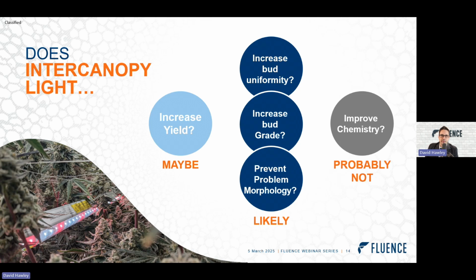Will it improve your canopy? Will it improve your chemistry? Probably not. At least we haven't seen it.